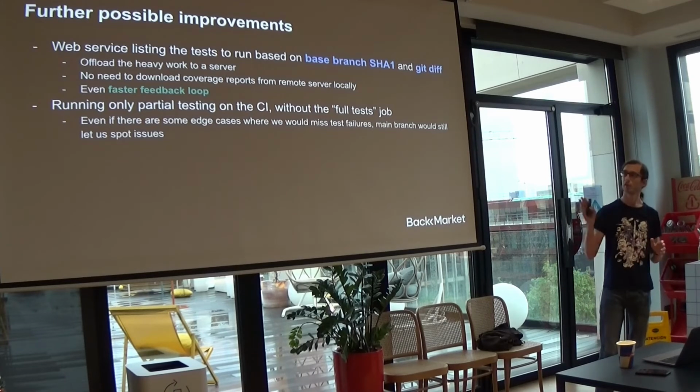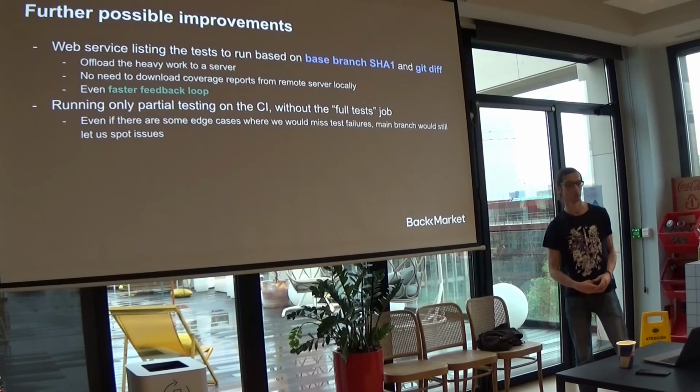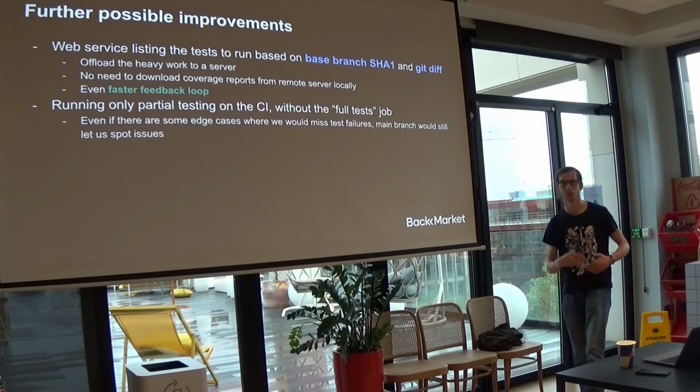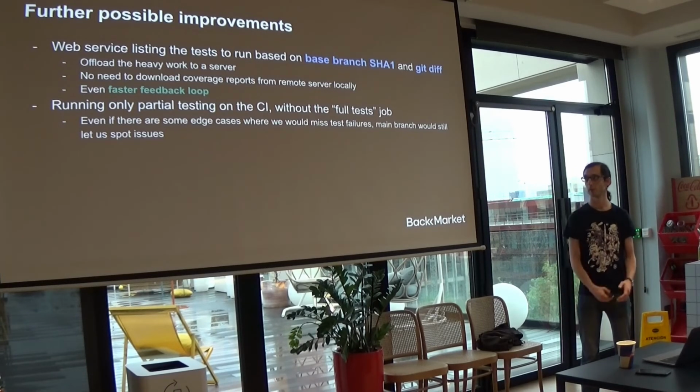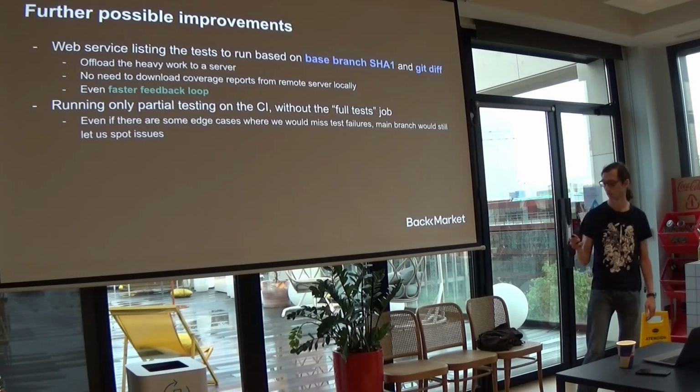But even if there's some edge cases with that, it's still okay, because on the main branch we will still run the full test suite. So we will still have a backup, and once code is ending up in the main branch, we still have a way to know if a recent merge would have broken some tests. So that's the trade-off that we could accept if it's not happening a lot.